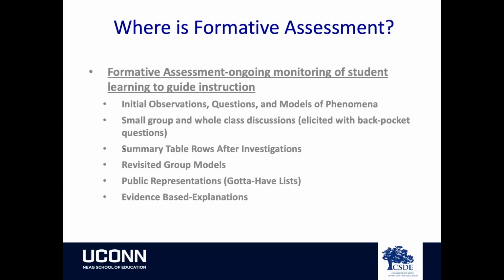Another one is public representations. I think that is summary tables, but it's also got-to-have lists. As students negotiate things that they think need to be in their evidence-based explanation, those can change over time, and whatever you see on those got-to-have lists, those are the things that students are currently working with. And what you don't see are the things that they're not yet working with that you might think are important. So it gives you opportunities to think about how to put an idea on the table that's not there that might be really important for them to move past something they've been struggling with.